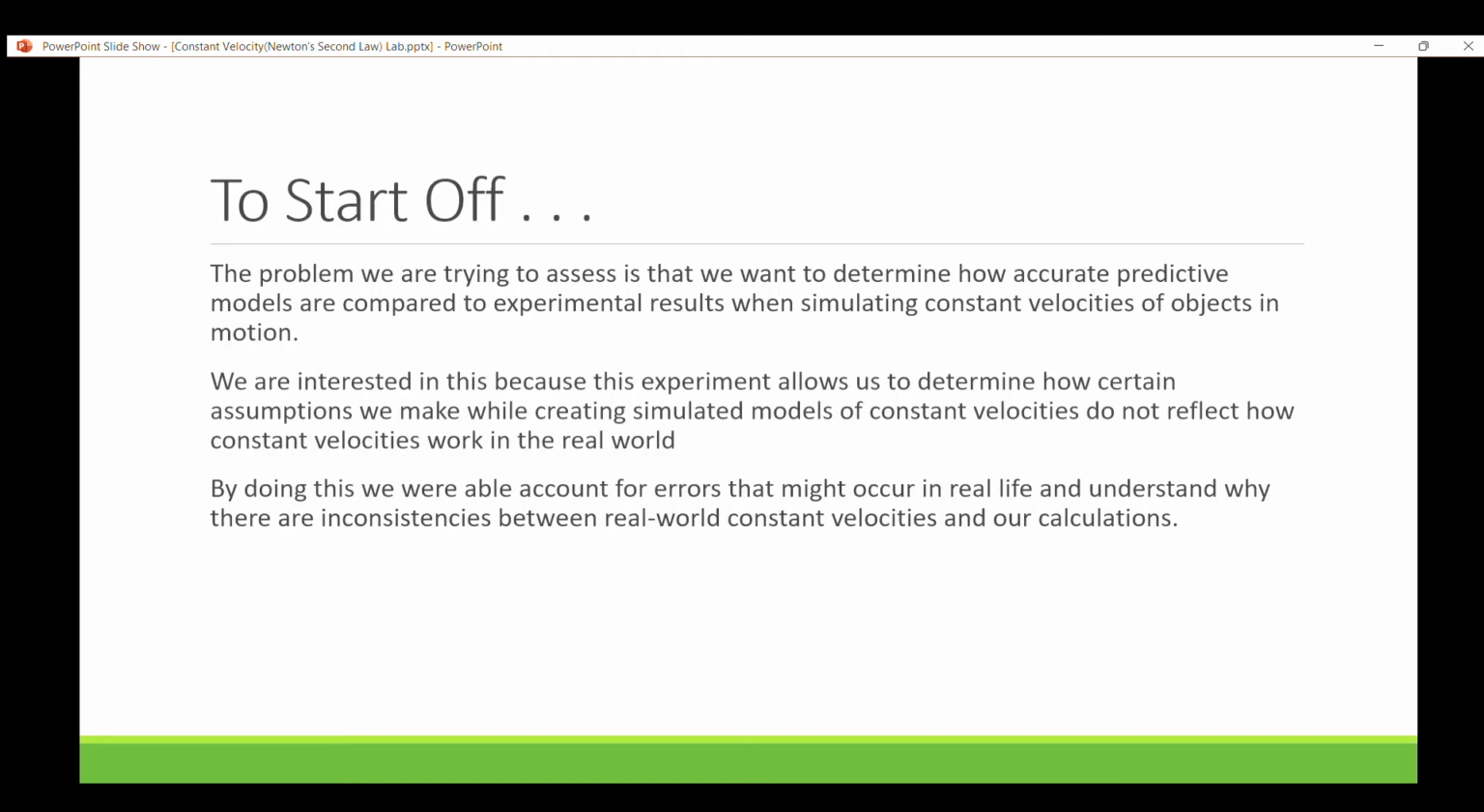To start off, the problem we're trying to assess is that we want to determine how accurate predictive models are relative to experimental results when we're simulating constant velocities of objects in motion. We're interested in this because this experiment allows us to determine how certain assumptions we make while creating simulated models of constant velocities do not necessarily reflect how constant velocities work in the real world. When we do this, we're able to account for errors that might happen in the real world and understand why there are inconsistencies between our real-world constant velocities versus our calculations.